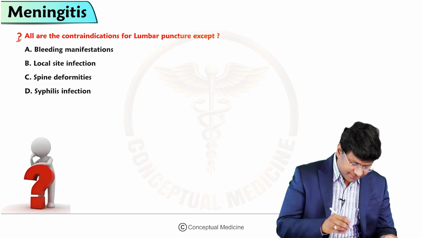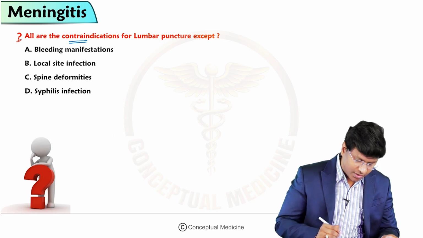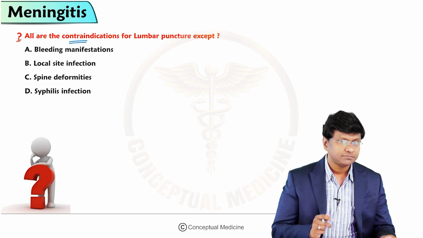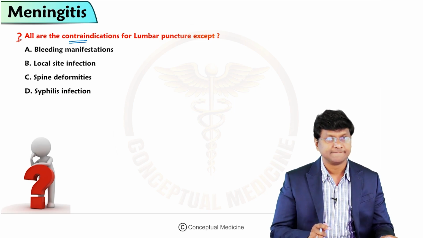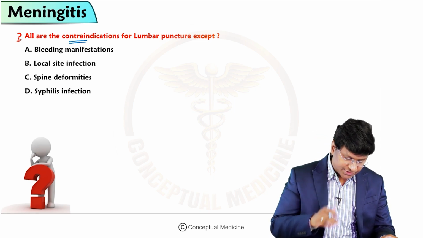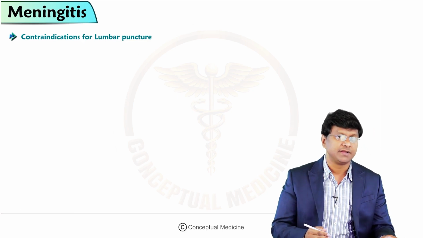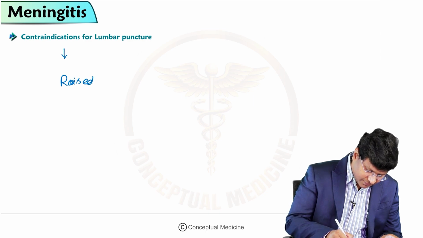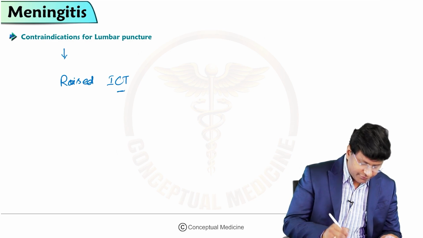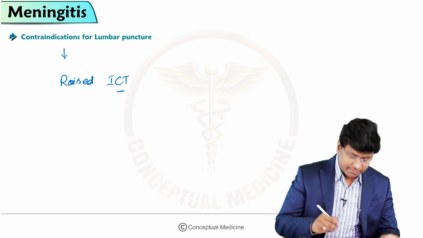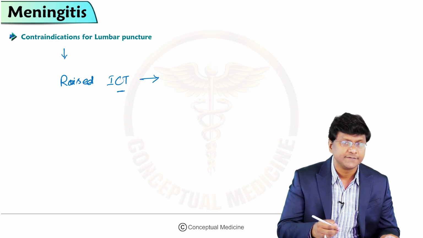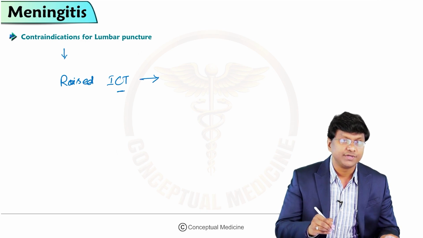Next, followed by that, you see this question. All are the contraindications for lumbar puncture except: bleeding manifestations, local site infection, spine deformity, syphilis infection. Let me discuss the contraindications for lumbar puncture. Whenever there is raised intracranial tension, it is an absolute contraindication for doing the lumbar puncture. Why? Because when there is raised intracranial tension and you do a lumbar puncture, there is a chance of transtentorial herniation.